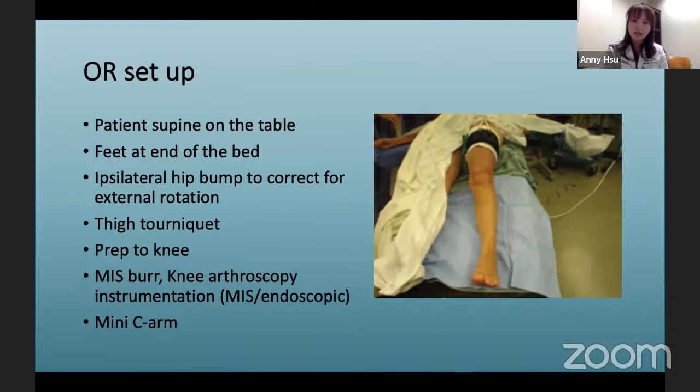And depending on what is planned, I typically try to have minimally invasive surgical instrumentation, the MIS high-speed burr, to make my osteotomy cuts. You can also do everything with a sagittal saw open cut as well. And for gastroc releases, I would use an endoscopic release as well, and those would be using standard knee arthroscopic instrumentation, and I have a mini C-arm in the room so I can check for overall alignment as you correct each step of the way.